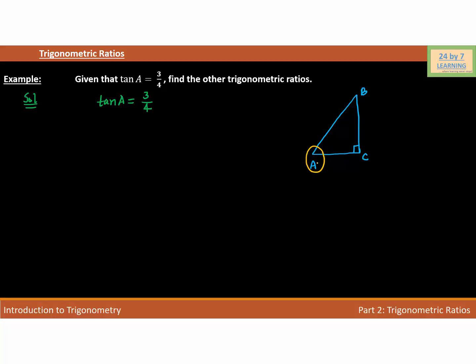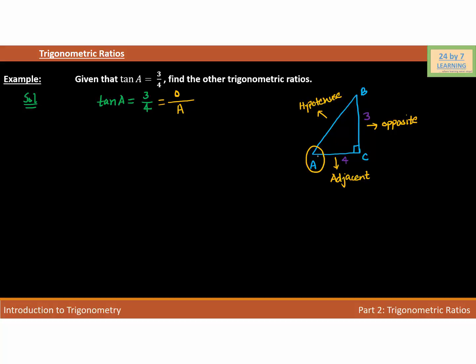So my angle A is the reference angle, and we know that the side opposite to angle A is the opposite, the side next to angle A is the adjacent, and this side will be my hypotenuse. Now if you remember, the tangent function is opposite over adjacent. As you can see, opposite is 3, so I'm going to write opposite as 3 units, and my adjacent is 4. So this side will be 4.